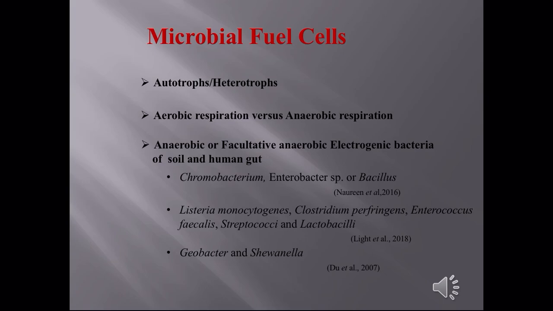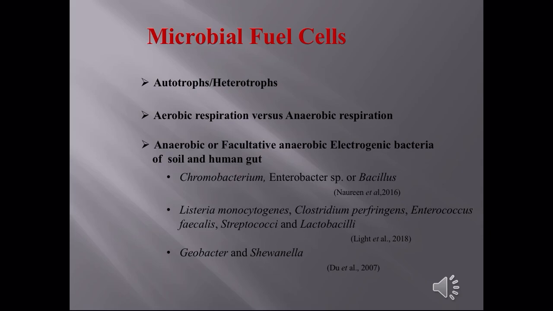Some examples include common soil bacteria like Chromobacterium, Enterobacter species, or Bacillus. In the same way, some human gut biomes like Listeria monocytogenes, Clostridium perfringens, Enterococcus faecalis, Streptococci, and Lactobacilli. In general, environmental bacteria of genus Geobacter and Shewanella are considered promising electron generators. So these are the microorganisms which we can use in microbial fuel cell.